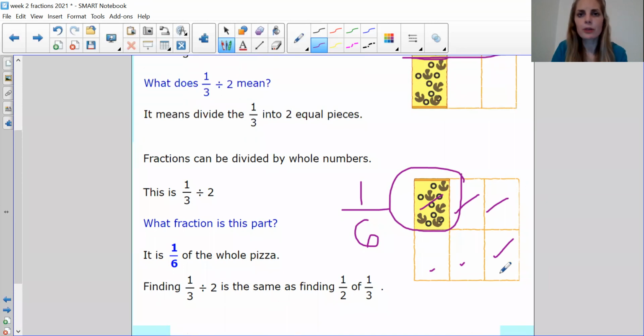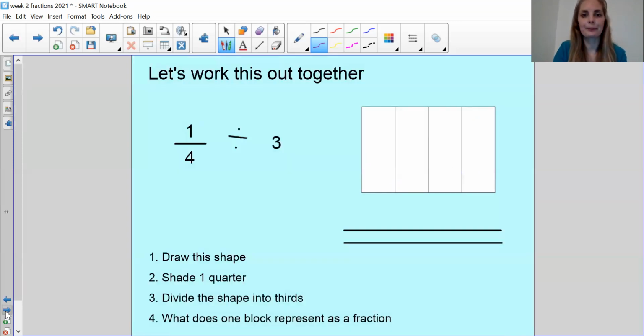So don't worry too much if you haven't got this yet. We're going to do a few more examples, and then we're going to look at the method. And when you see the method, you're going to think, oh my goodness, Miss Fink, this is so easy. Right, so I have a quarter now divided by a third. So let's do this one together now.